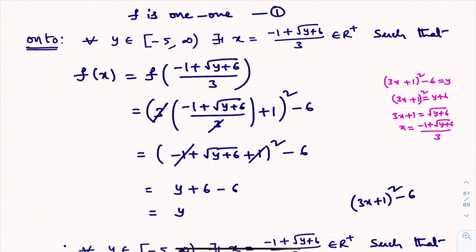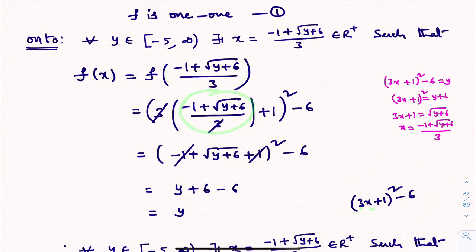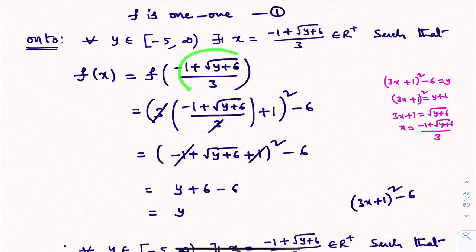This is f of x. You see, this is the given function: f of x equal to (3x plus 1) whole square minus 6. In this, wherever x is there I'll write this expression. See, 3 into, here x is there. In place of x, I'll write this expression: (3 into (minus 1 plus root over y plus 6 by 3) plus 1) whole square minus 6. I hope you are understanding how you got this expression. In this, in place of x, you have written this.